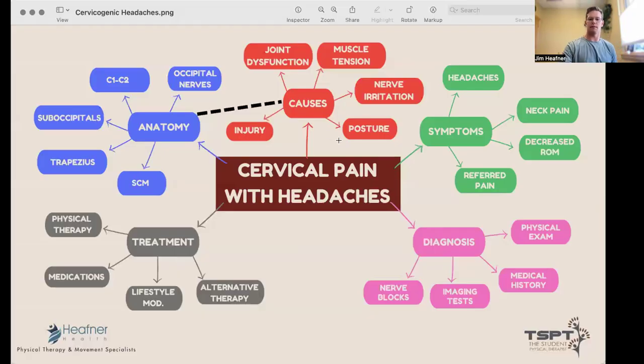Going back over to our mind map here with cervical pain and headaches. So the causes of it are going to be directly related to the anatomy. We can have muscular tension that's causing the headaches, joint dysfunction at C1, C2, injury, posture, and nerve irritation. If someone comes in with a whiplash injury, that can be a quick traumatic injury that can then relate to headaches afterwards.